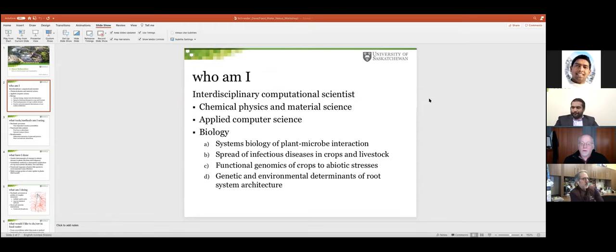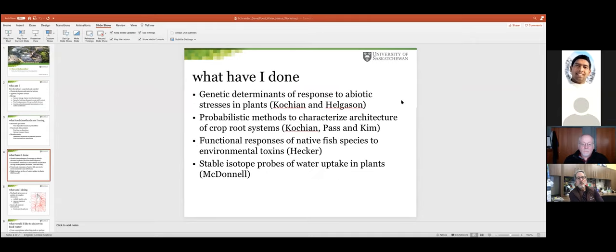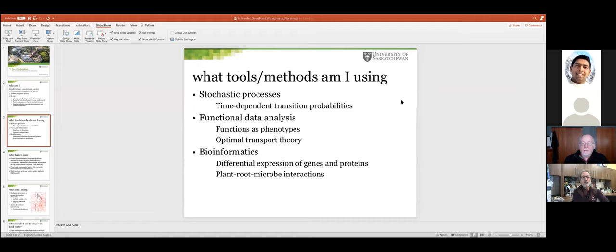I've worked on a variety of problems related to plant microbe interactions, the spread of infectious diseases, bioinformatics, and functional genomics. And more recently with Leon, working on the genetic environmental determinants of root system architecture in crop plants. I'm kind of an applied mathematician by temperament. I use stochastic processes and stochastic methods, especially those that involve time-dependent transition probabilities to model complex systems.